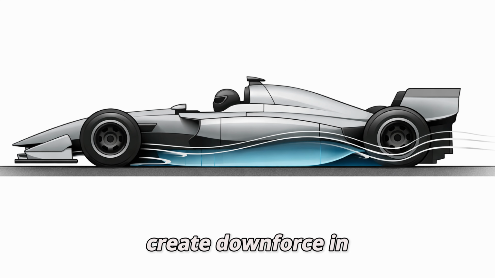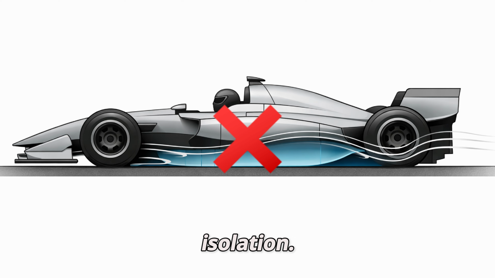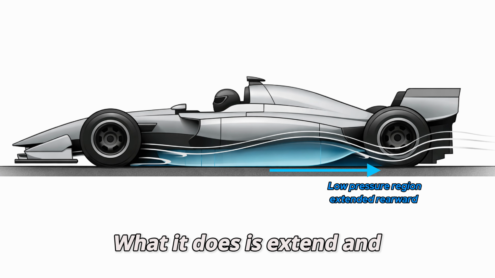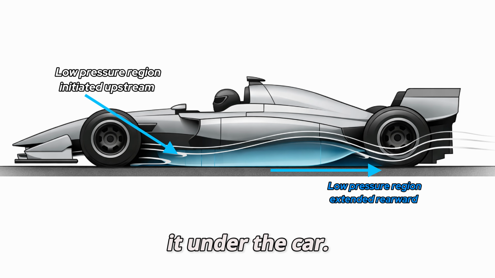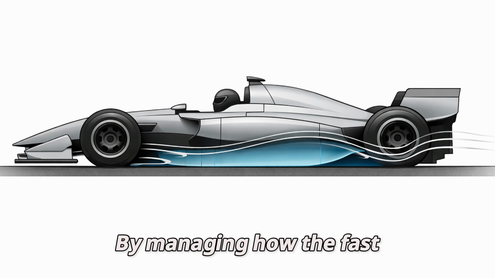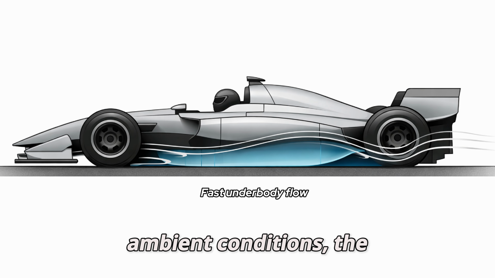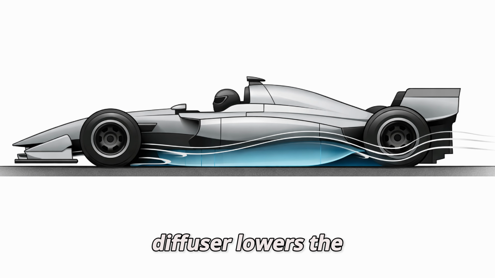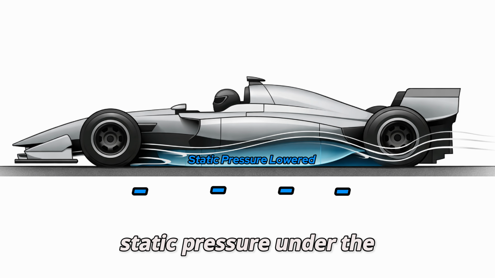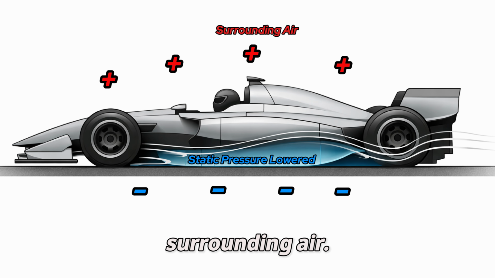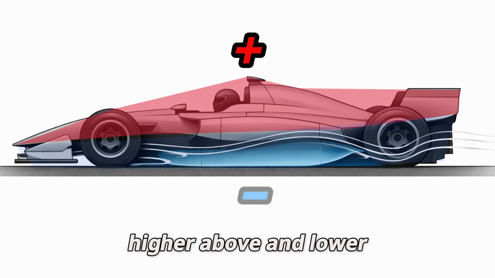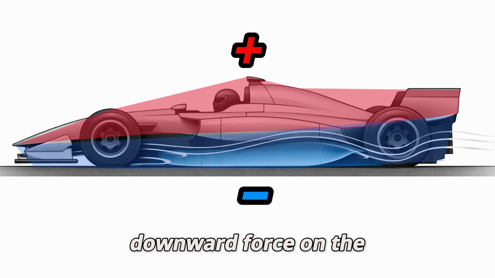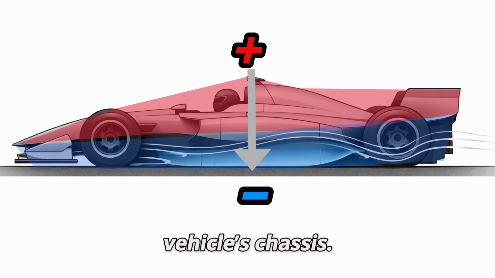The diffuser doesn't create downforce in isolation. What it does is extend and enhance the low-pressure region initiated ahead of it under the car. By managing how the fast underbody flow returns to ambient conditions, the diffuser lowers the static pressure under the car relative to the surrounding air. That pressure difference, higher above and lower below, produces a net downward force on the vehicle's chassis.